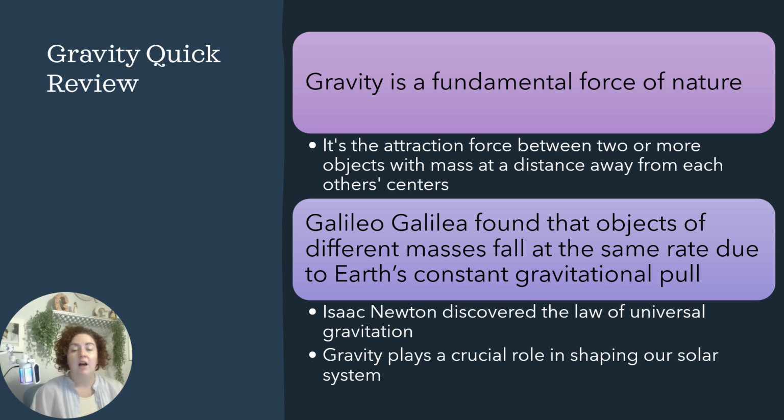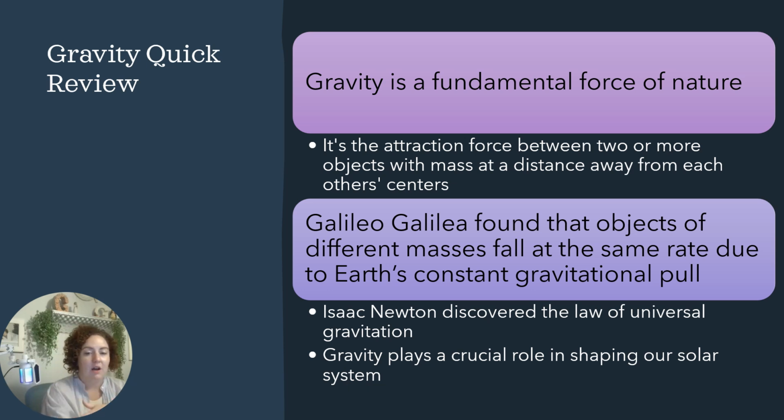So it is the attraction force between two or more objects with mass at a distance away from each other's centers. So us compared to the center of the Earth, the moon compared to the center of the Earth versus the center of the sun, those sorts of things. Then we have Galileo Galilei, who found that objects of different masses still fall at the same rate. So it had to be due to this constant force that we then named gravity.